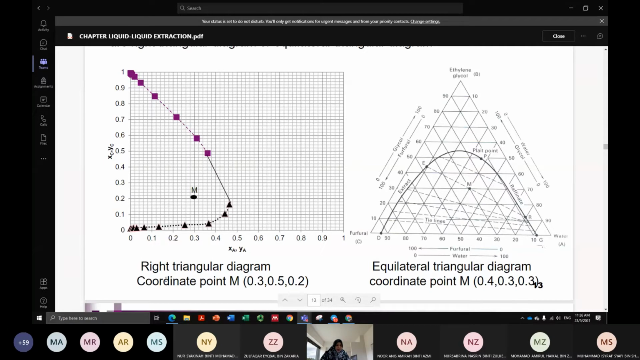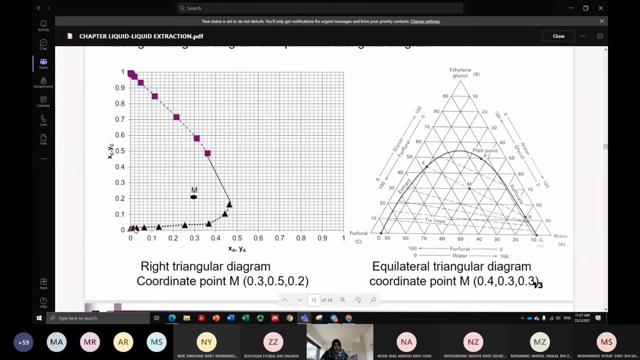So if you were to have a right triangular diagram, the extract layer represents the purple dotted line here. This is the extract layer, and this is the raffinate layer. If you want to label, this is called the extract layer. The bottom part here is called the raffinate layer.